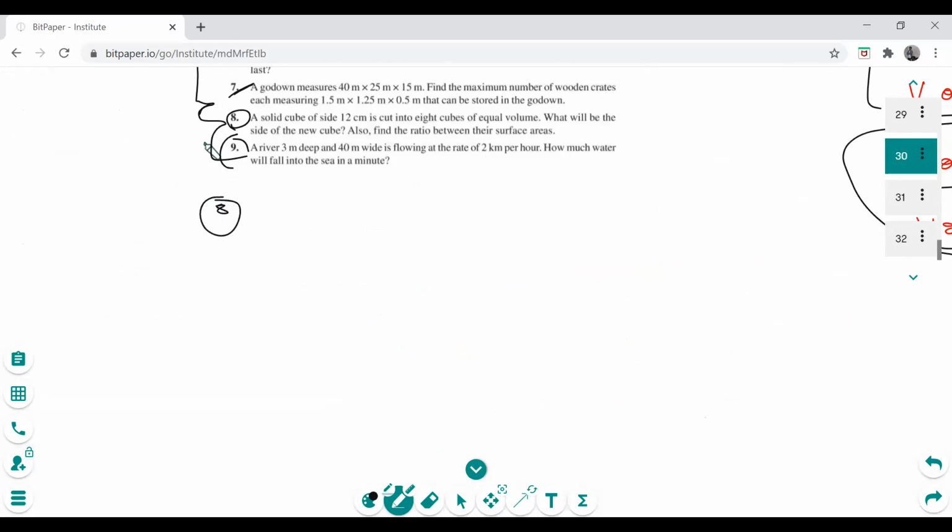So let's go for question number 8 first. Question number 8 is important, so make sure to do it a couple of times. Who will read this question for me? Yes, Kamna, you do it. Read it.